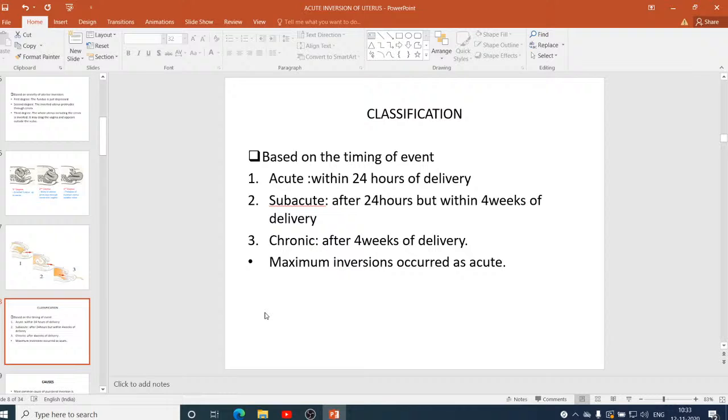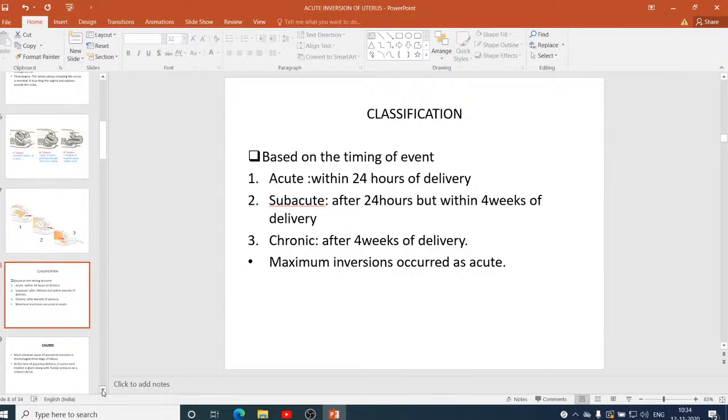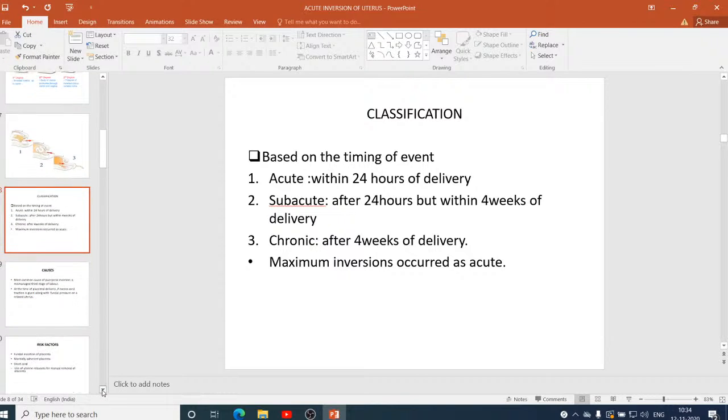Maximum inversions we see are usually acute inversions and they are complete inversions. Acute inversions occur immediately after delivery, either normal delivery or cesarean, and they should be managed immediately. And they usually occur when the third stage of labor is mismanaged.